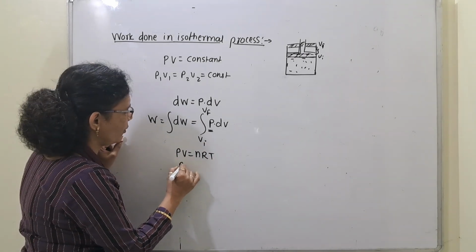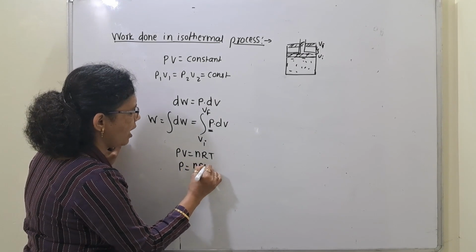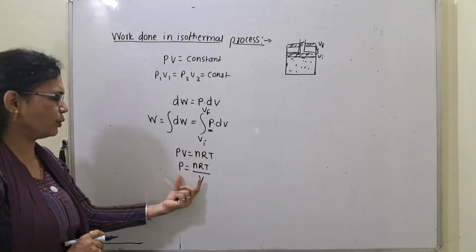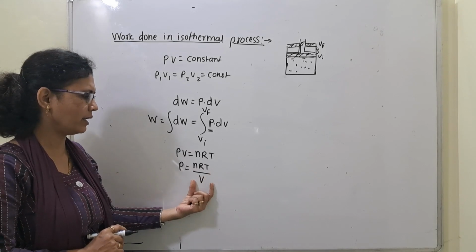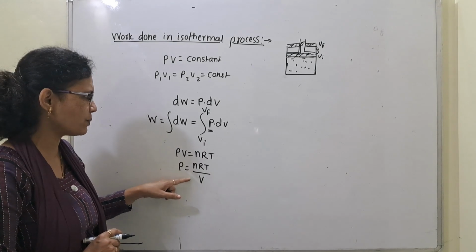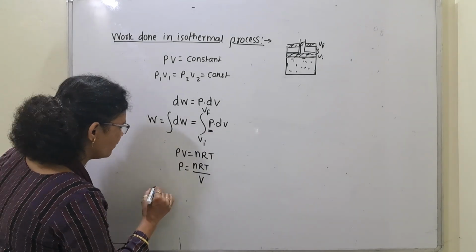Then what will be the value of this P here? nRT upon V. Correct? P is equal to nRT upon V. This is nothing but the ideal gas equation. If I put this pressure in this equation, what will I get?